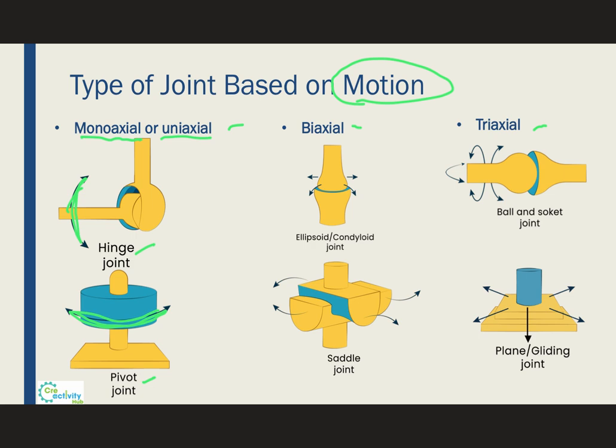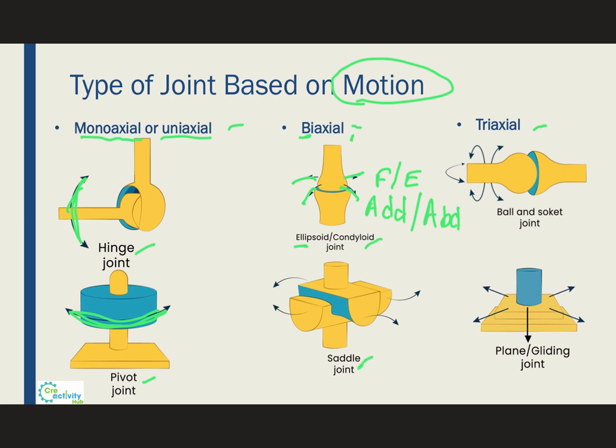Next, we have what we call the biaxial joint. And these joints, like the name says, will allow movement in 2 different directions or axes. So for example, the condyloid joint will permit the bending and side-to-side movement, which will be flexion and extension, or abduction and adduction. And examples of this are the condyloid joint and the saddle joint.